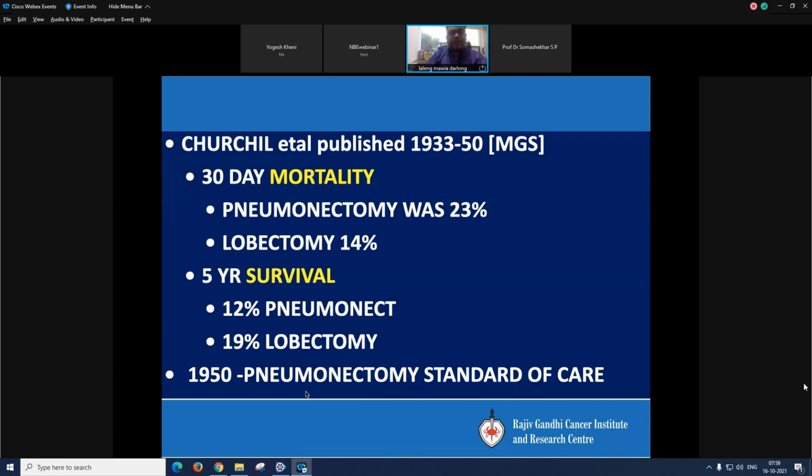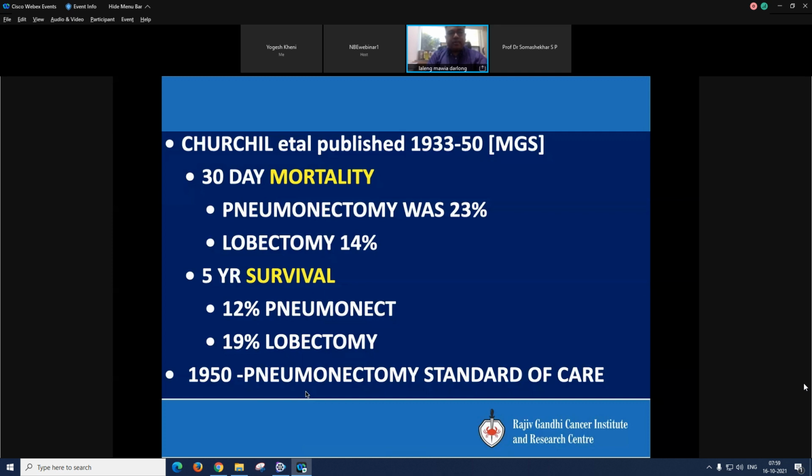From 1933 to the 1950s, most of the cases were pneumonectomy, which was considered the standard of care. But if you see the data from 1933 to 1950 from Massachusetts General Hospital, the 30-day mortality was very high in pneumonectomy. It was 23% compared to 14% in lobectomy. The 5-year survival was 12% in pneumonectomy and 19% in lobectomy. You can see clearly there was a survival advantage with lobectomy.